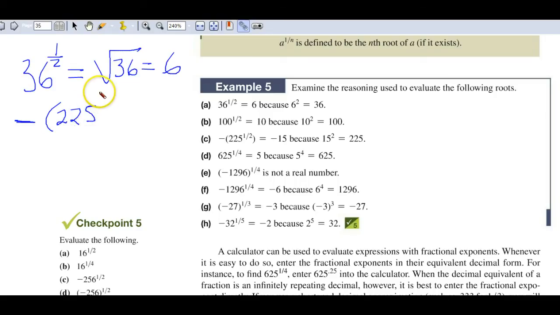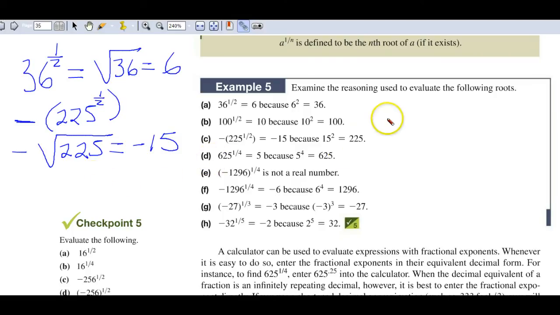225 to the 1/2 power. So this is a negative square root of 225. Now the square root of 225 happens to be 15. Then we apply the negative sign. So this is a negative 15 right there.